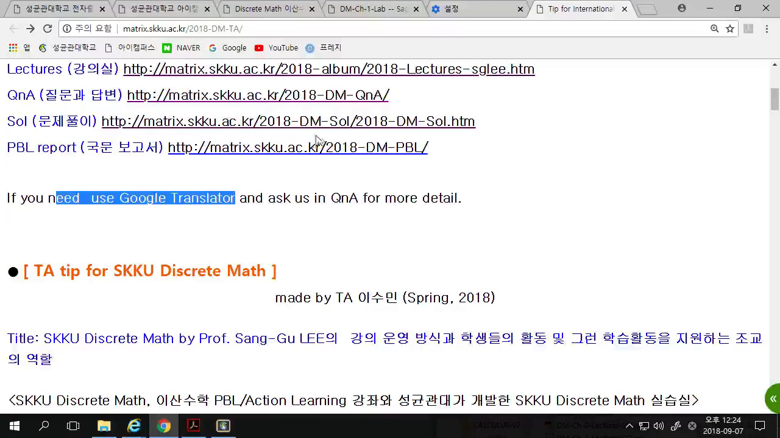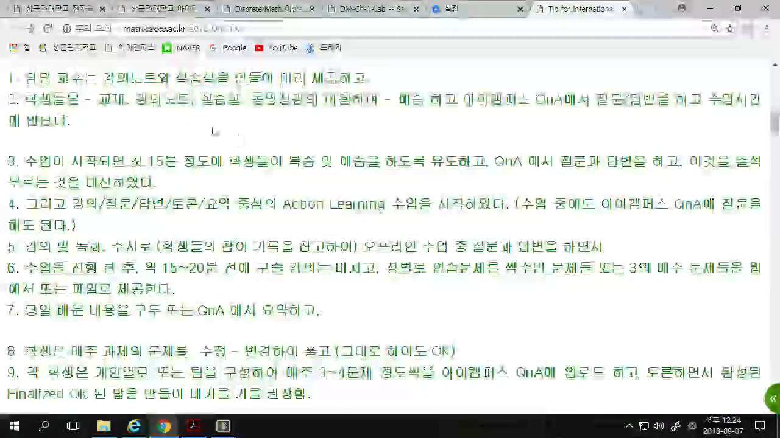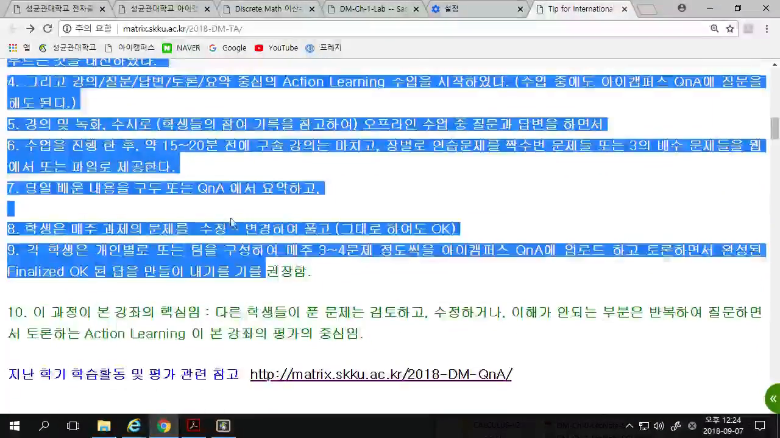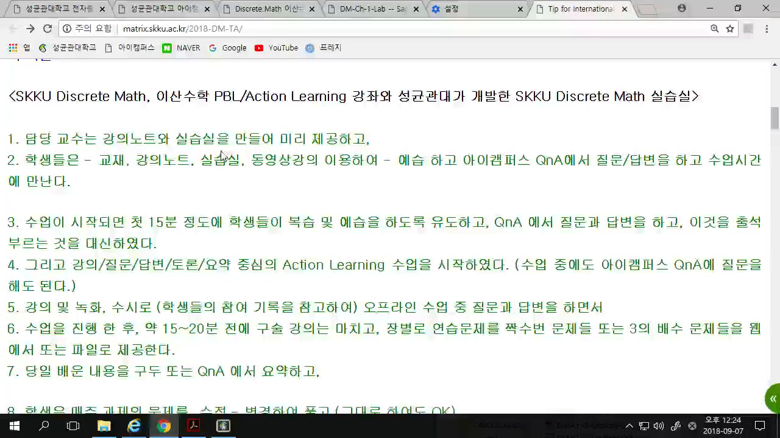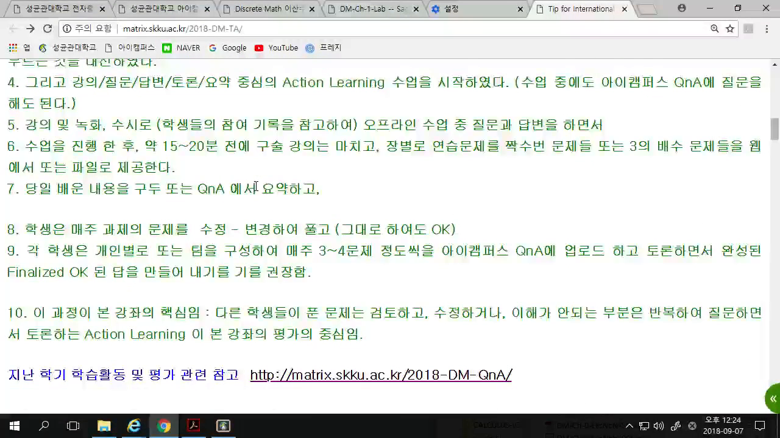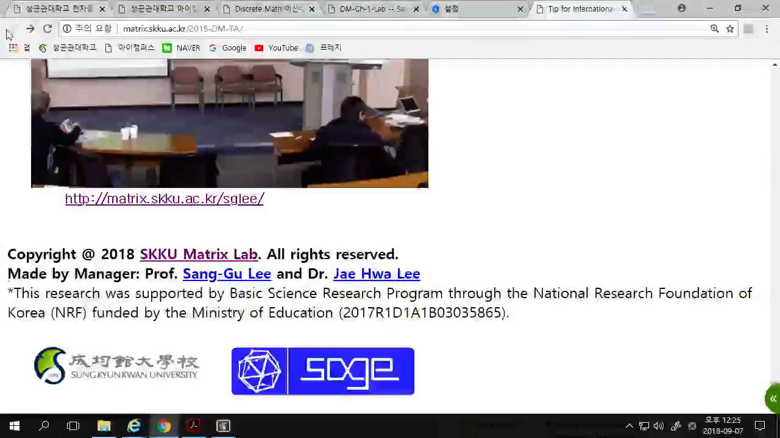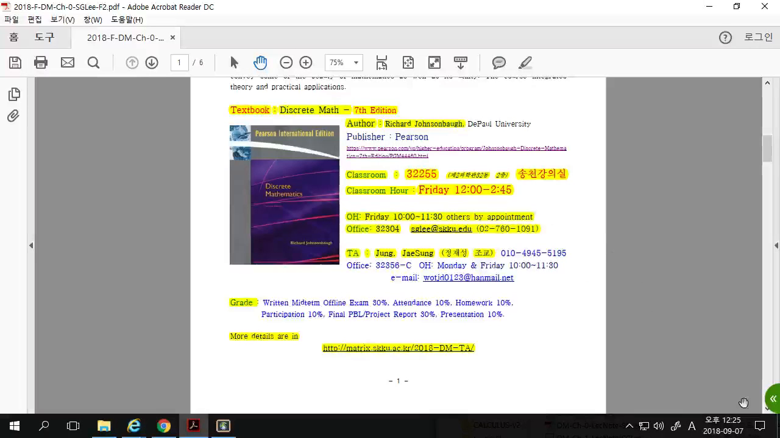Is it clear? Okay. And also, this is a TA tip for students by the teaching assistant, and these are the steps that he took to study the content together with you, and he has worked hard to help you to go through those concepts and problems in discrete mathematics, like you see here. Okay, I think that will do it. Next.